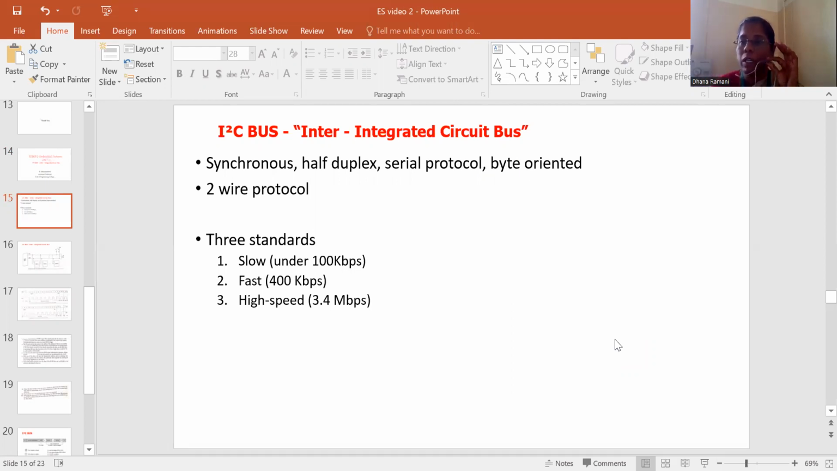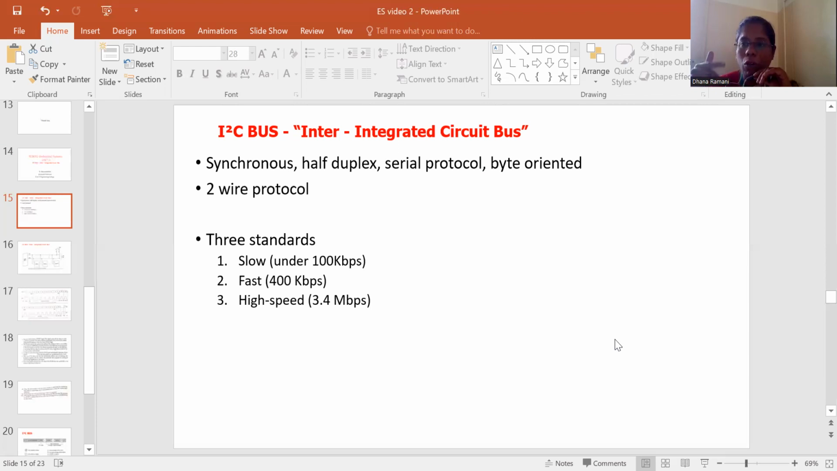That is, the devices which are going to communicate have to be synchronized with each other. So that's why we have synchronization. We have to do synchronization with the help of a clock signal. And it's a half-duplex concept, and as we know already, half-duplex is where the data can flow in both directions, but not simultaneously. At a time, data cannot flow in both directions, but data can flow in both directions.